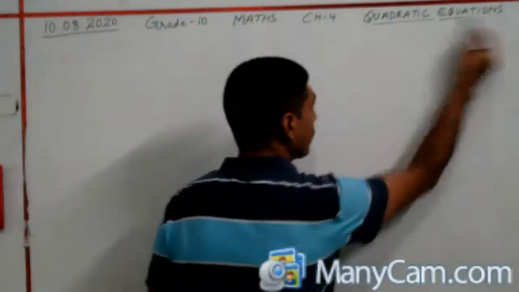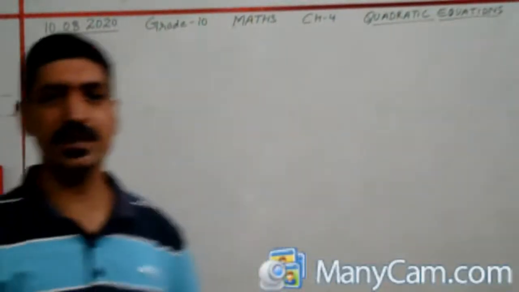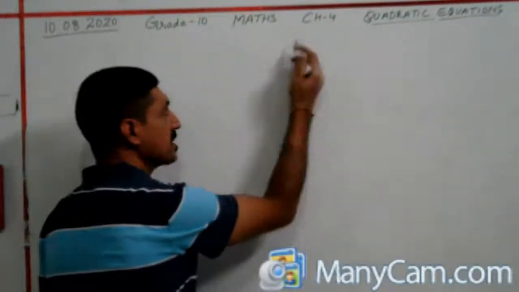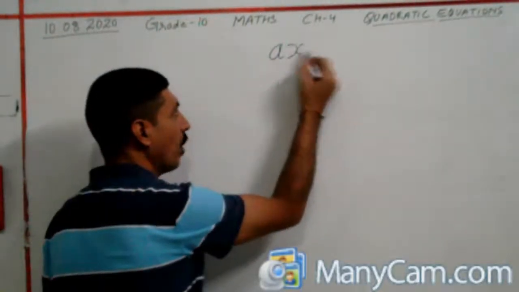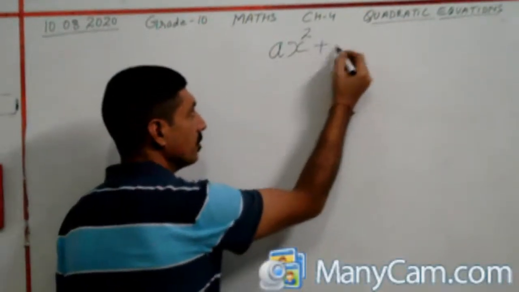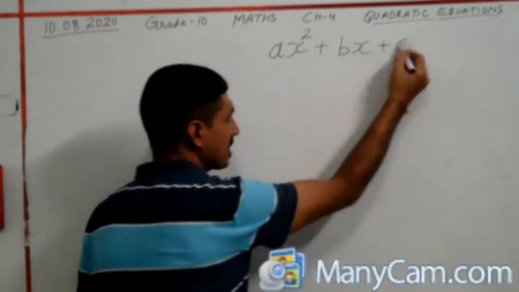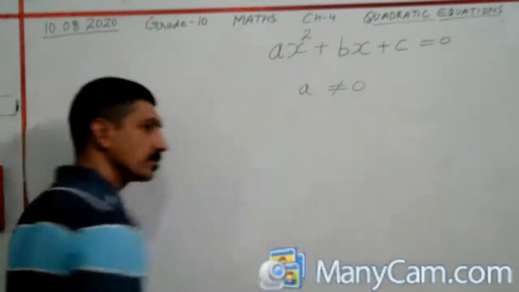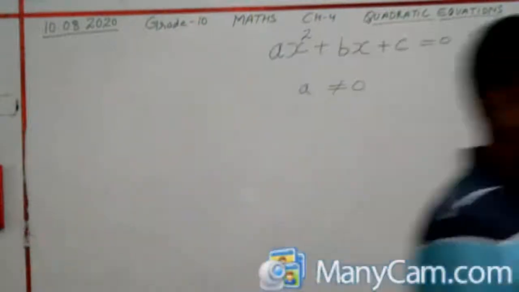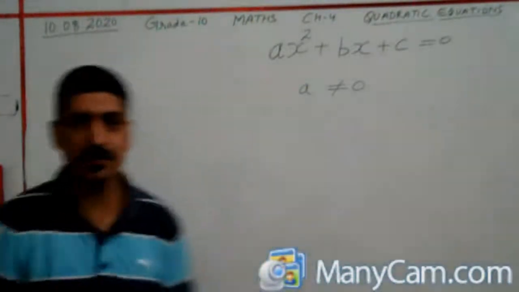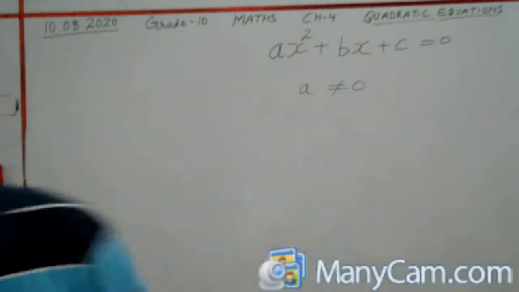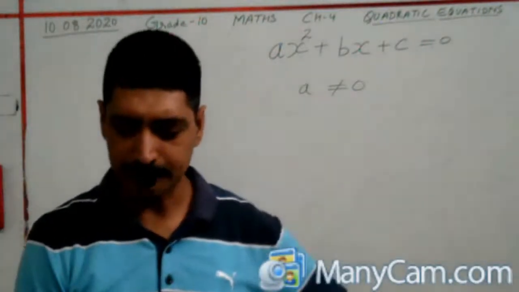We are doing quadratic equations. We have discussed the very first exercise. What are quadratic equations? Let's recapitulate the standard form: ax square plus bx plus c is equal to 0, where a is not equal to 0. We have to check that the highest degree of the variable in the equation is 2; that is called a quadratic equation.